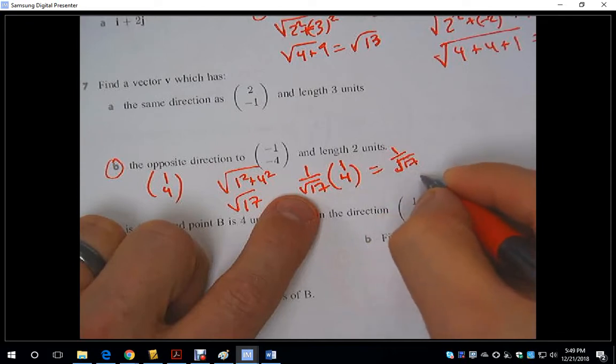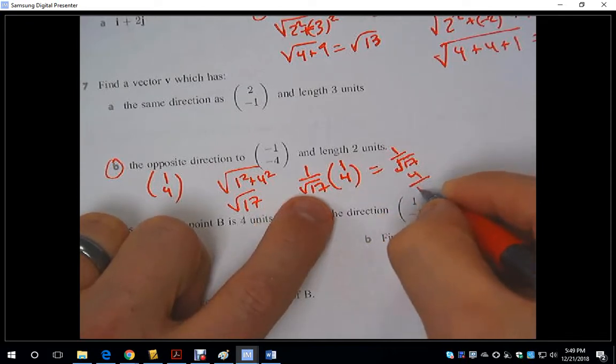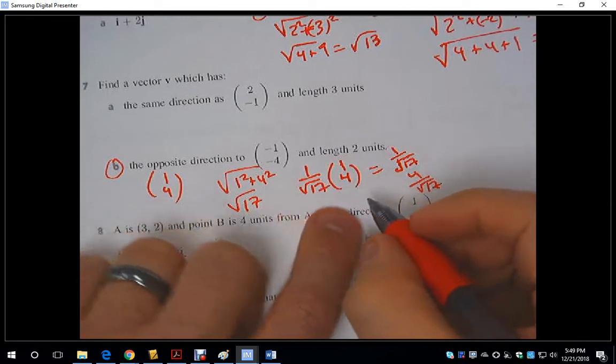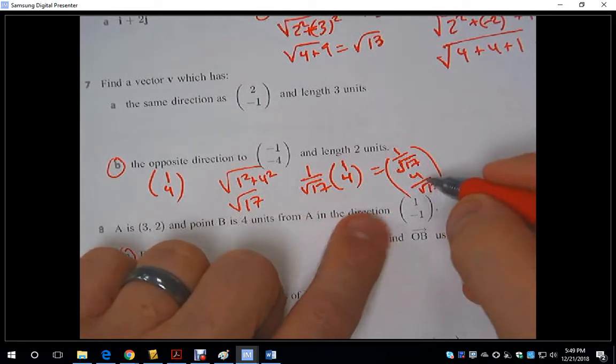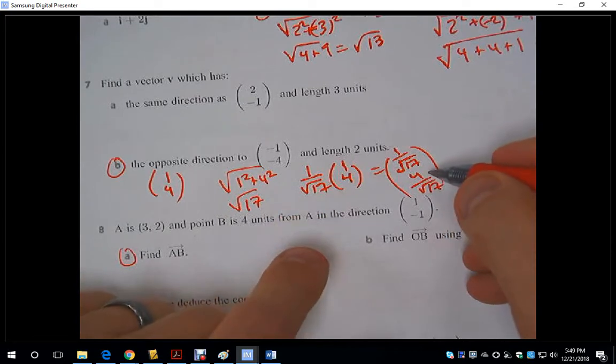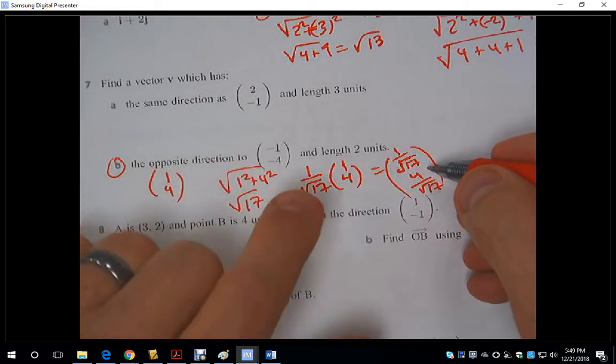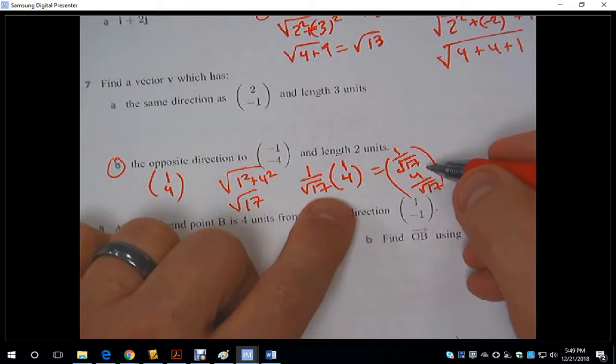So we have 1 over the square root of 17 and 4 over the square root of 17. Either way is fine, but this is our new vector here, a unit vector. It right now has a magnitude of 1.